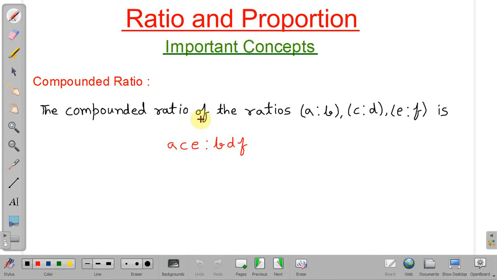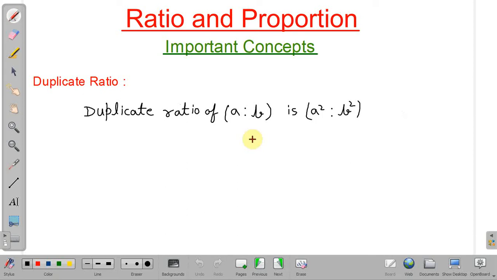The next one is compounded ratio. So what is compounded ratio? Suppose there are many ratios given. Here, if we consider three ratios, A ratio B, C ratio D, and E ratio F, the compounded ratio of these three ratios will be ACE, that is A into C into E, ratio B into D into F. That is, the product of antecedents ratio the product of consequents.